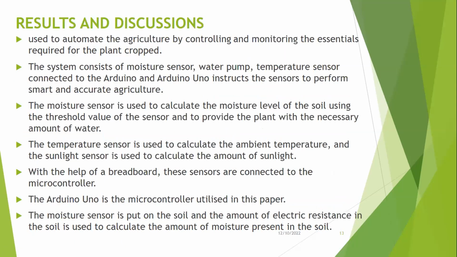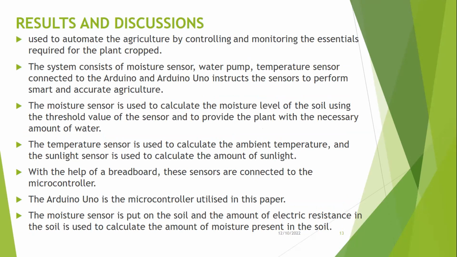So the results and discussion. Based on the construction of the three models, we are able to automate agriculture by controlling and monitoring the essentials required for the plant crop. The system uses different sensors for identifying the temperature and moisture, and how the water can be sprinkled. The moisture sensor is used to calculate the moisture level of the soil using the threshold value of the sensor, and to provide the plant with the necessary amount of water.